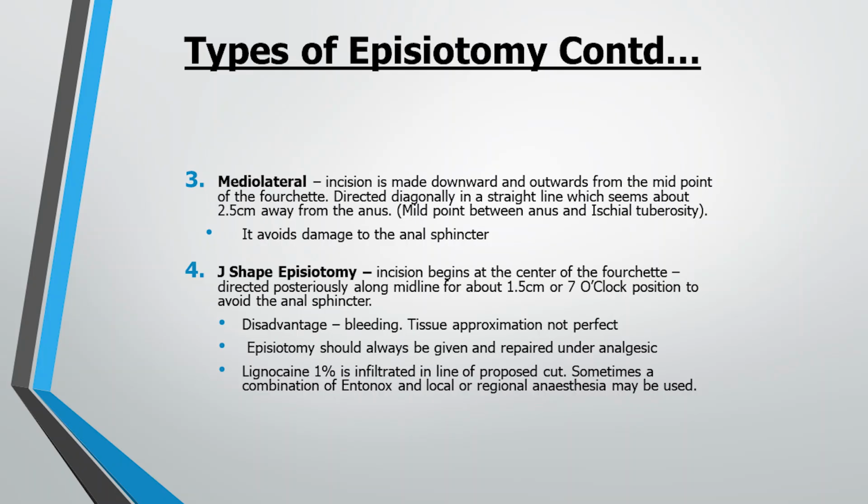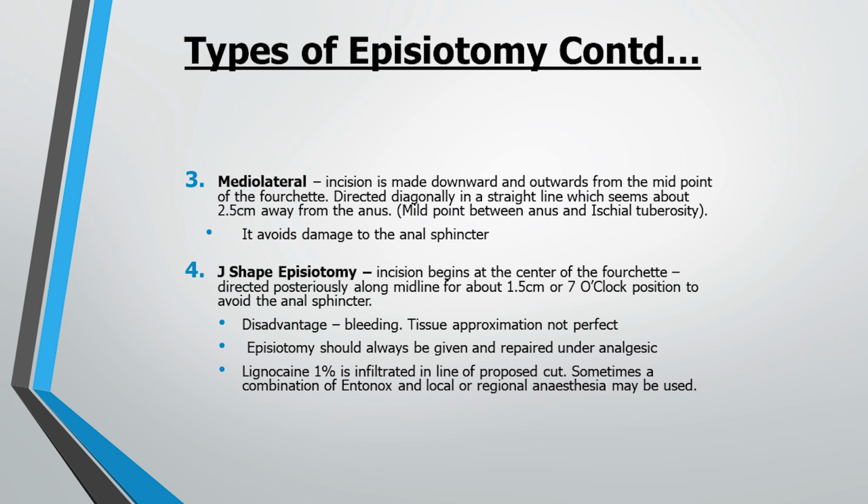The third type of episiotomy is the mediolateral episiotomy. This is one that is commonly performed in the labor ward. Mediolateral is the commonest you are likely to see in any labor ward. The incision is made downwards and outwards from the midpoint of the fourchette.